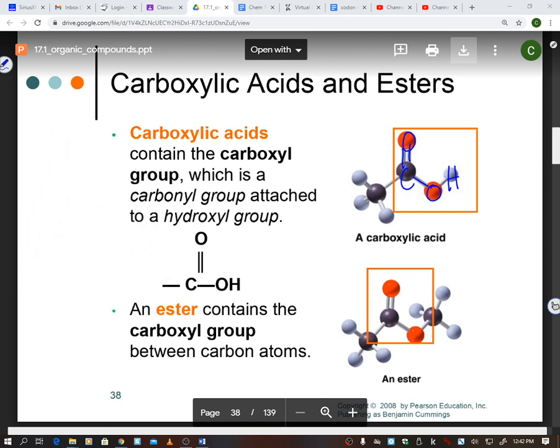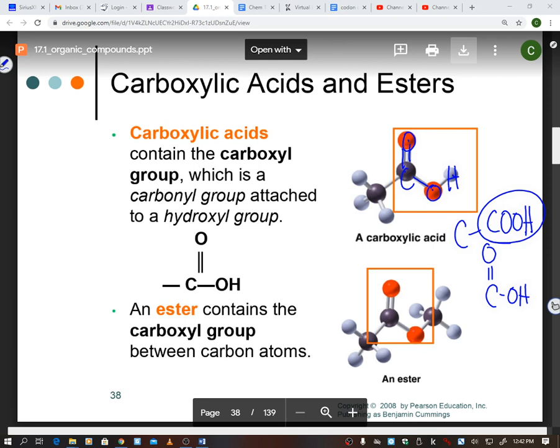All right, so if you have COOH, that is a carboxylic acid. You will often see this written like that. When you see this, it means this right here. Okay, that is the same thing. That is a carboxylic acid.